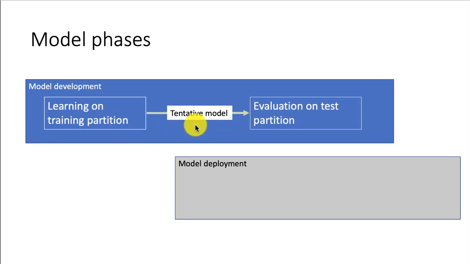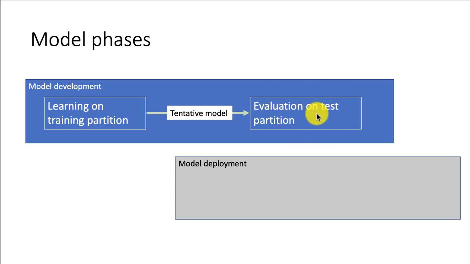And of course, that yields us a tentative model. And of course, we cannot just start using the tentative model until we know that the model is a decent model. It meets our criteria for whatever we consider to be a good model. So we evaluate this tentative model on the test partition.